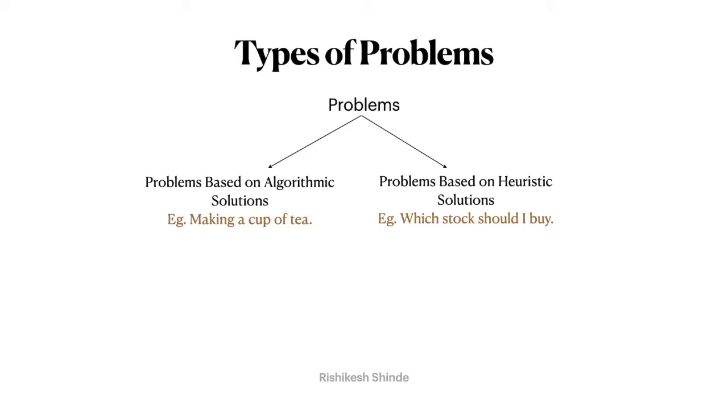For example, the problem of which stock should I buy? It is based on heuristic solution as it requires knowledge, experience of trials and errors, skills, careful analysis of market, and so many things. For the solution of a heuristic problem, a person has to follow 6 steps of problem solving more than once. Let us see what are those 6 steps of problem solving.